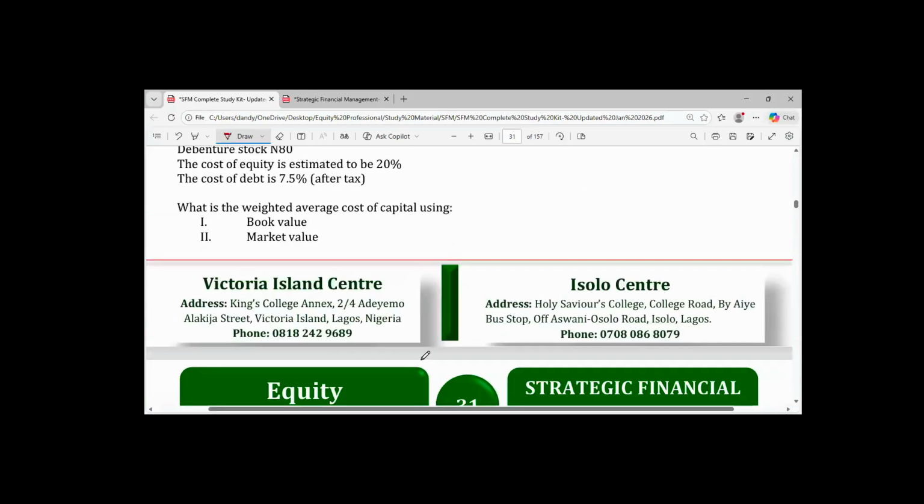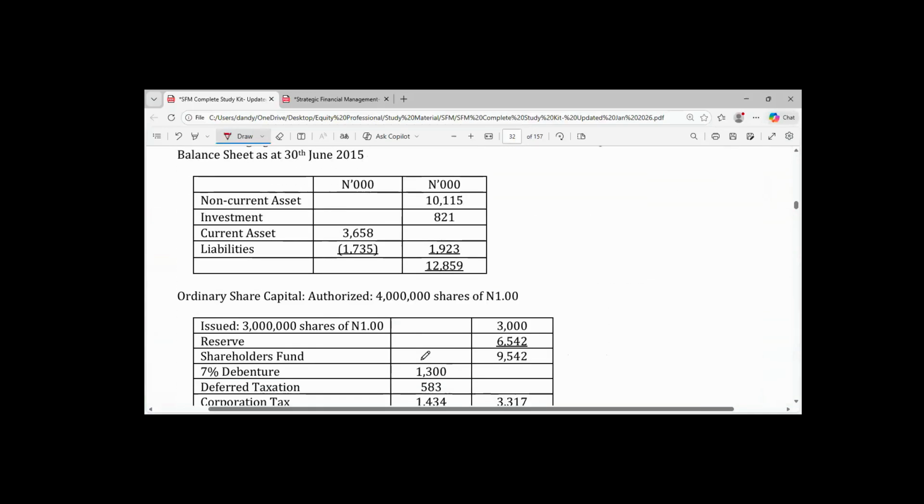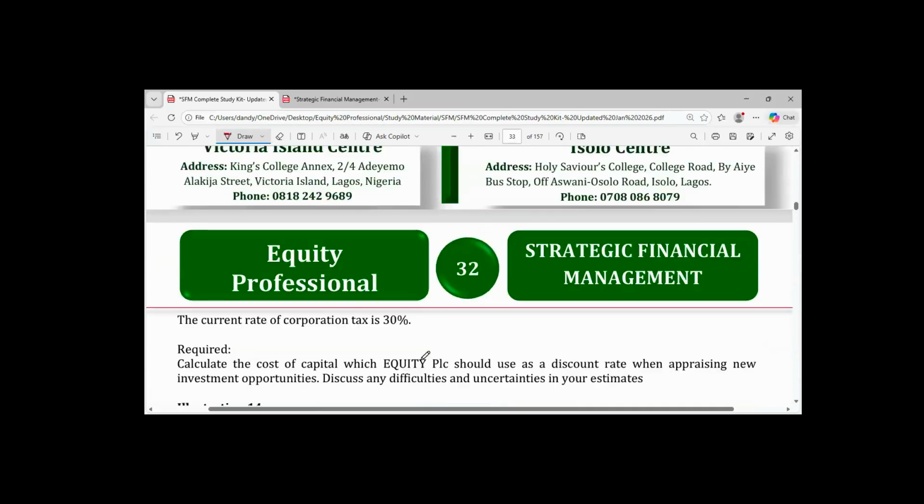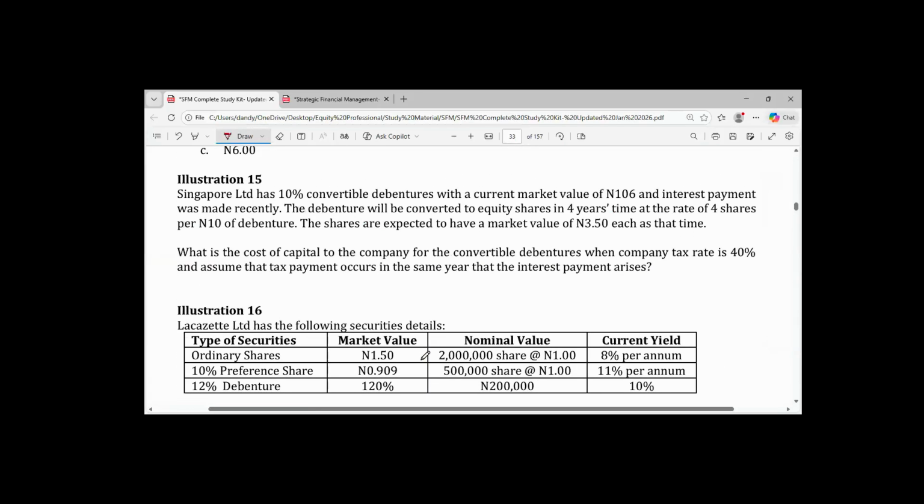Let's solve illustration number 15. Let's start from illustration number 15. This has to do with costs.